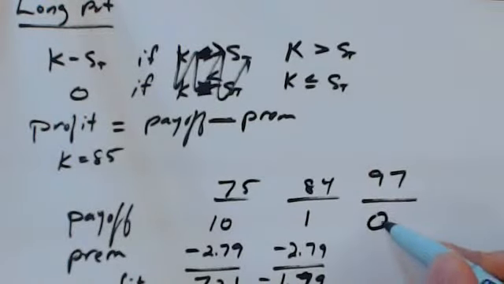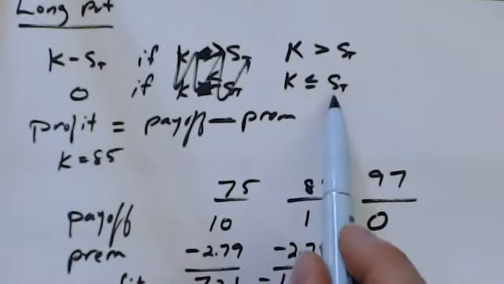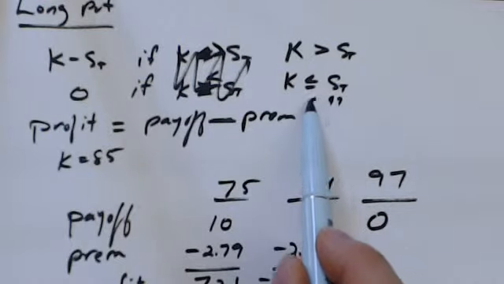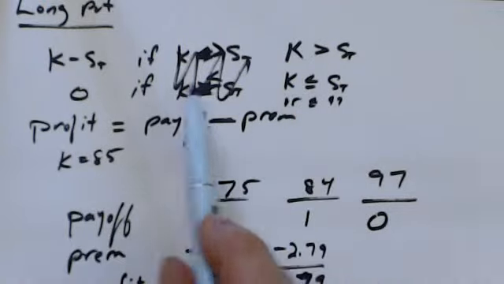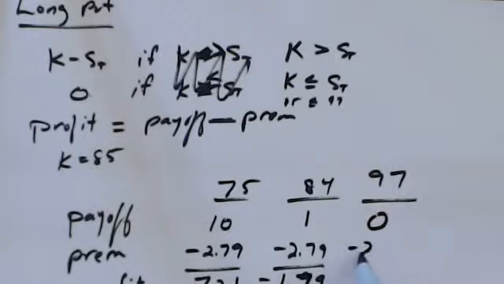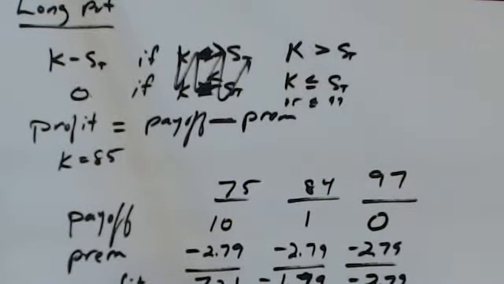Okay, so now the payoff is 0. We have a stock price which is at 97, which is greater than or equal to 85. We got a payoff of 0. $2.79 is the premium, and so we lost $2.79 on this option.